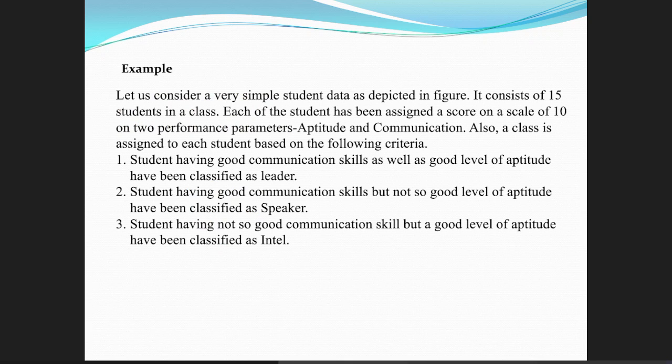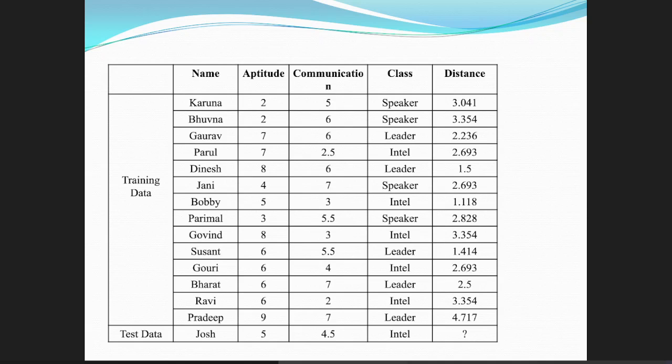I'm explaining with an example, right? Suppose this is a data set we have with us. So this is a training and test data set. In training, we have different names of students with marks in aptitude and communication, right? And what is the output? Based on aptitude and communication, if they have good aptitude and good communication, they are leader. If they have good communication, bad aptitude, they are speaker. If they have bad communication, good aptitude, they are intel. So for random input, these are the students. Now for a random student, Josh, we have to identify which class Josh will be in: speaker, intel or leader, right?